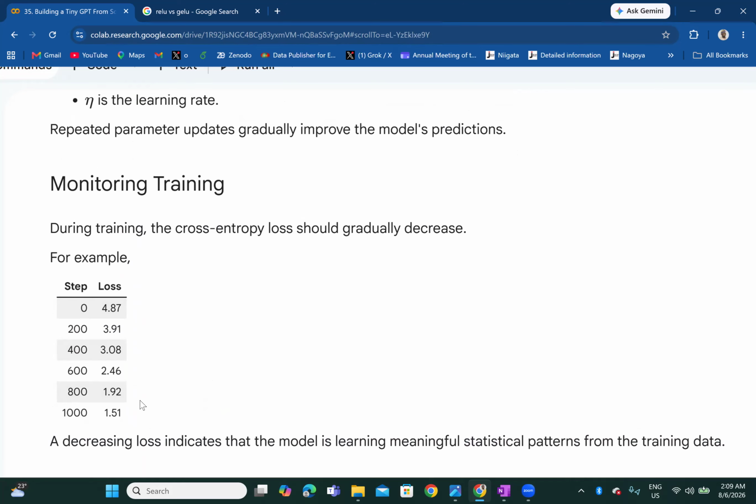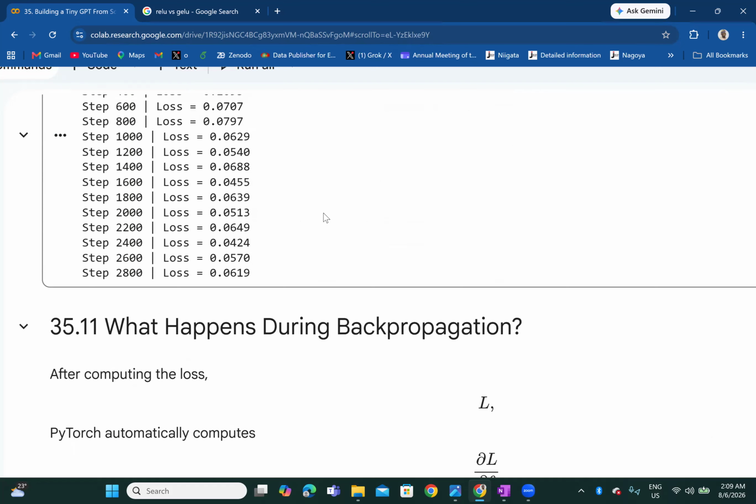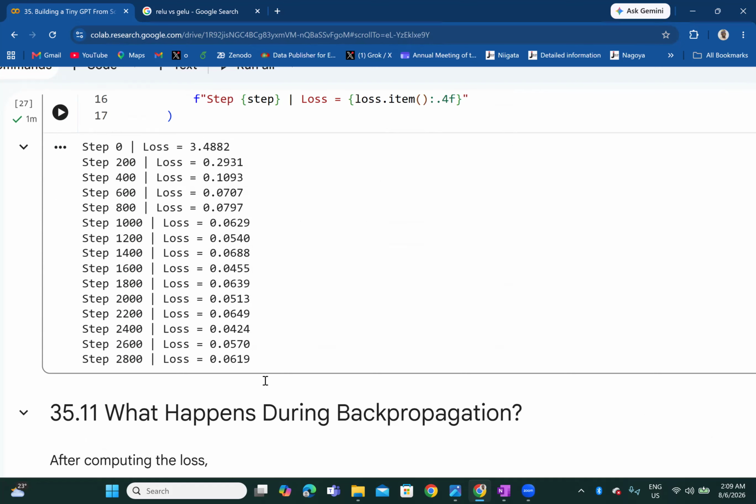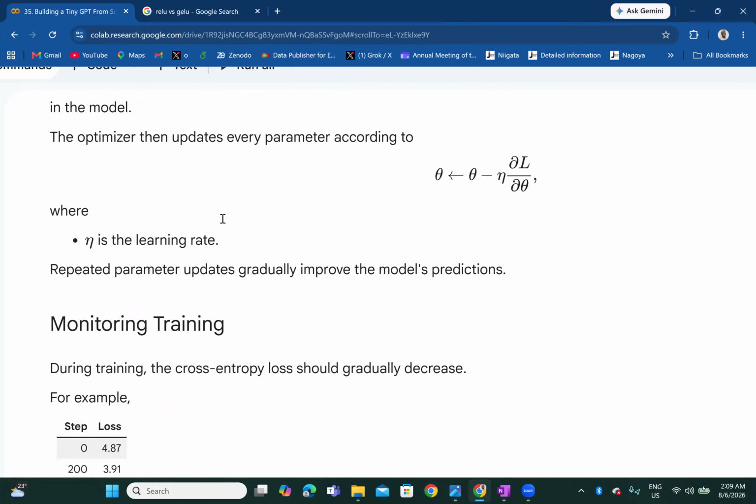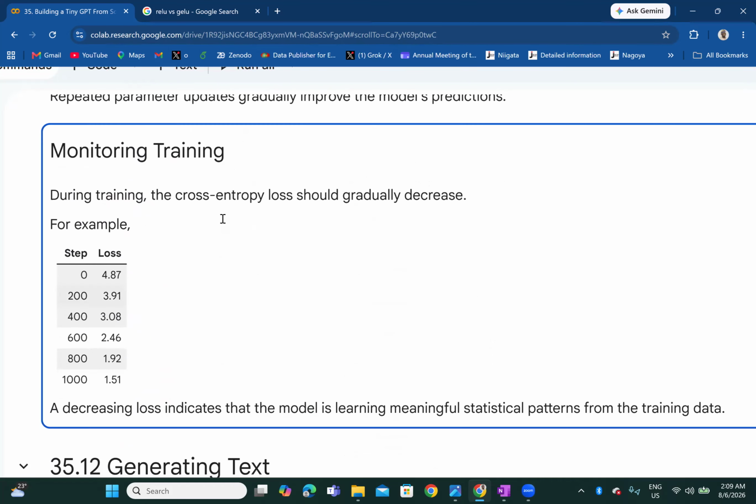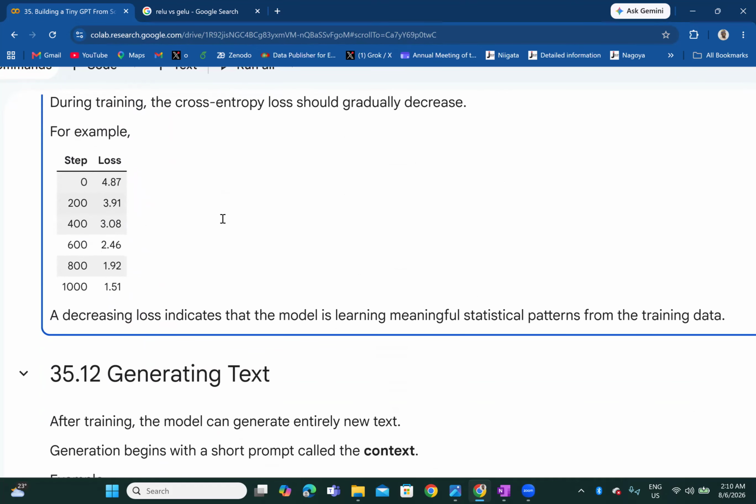But what we saw in our case was that the loss goes down, then rises up, and so on. A decreasing loss indicates that the model is learning meaningful statistical patterns from the training data. Because our training data is very small, that's probably why the loss is oscillating and not stable. It goes up, it comes down. Normally it should go down all the way, and that's because our training data is not that robust. So that's one reason.